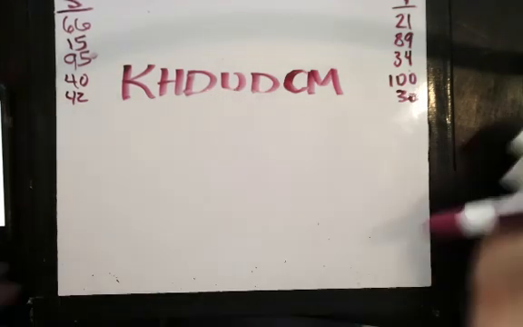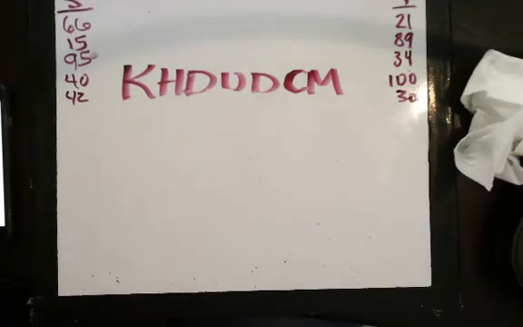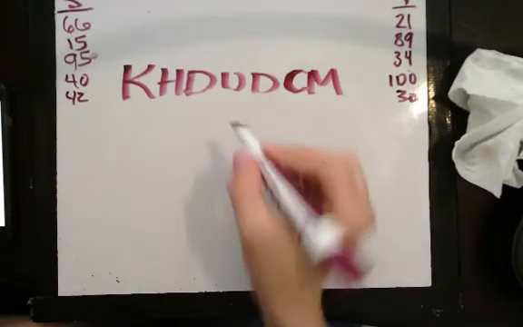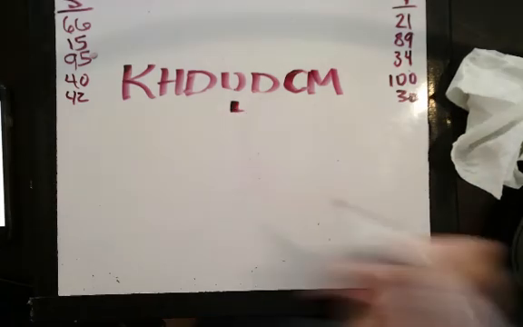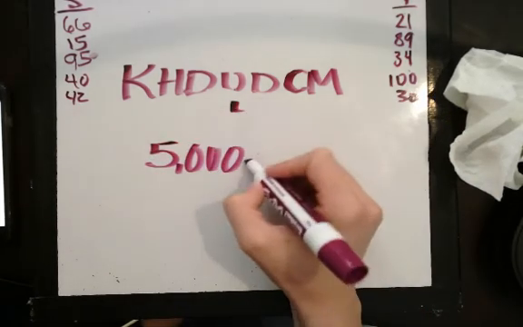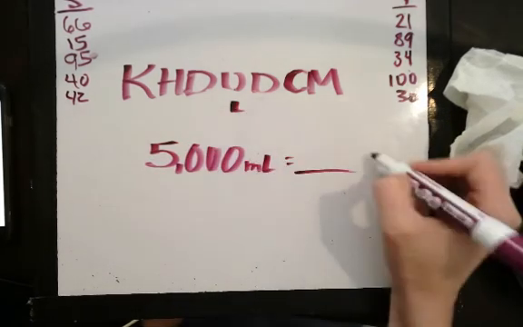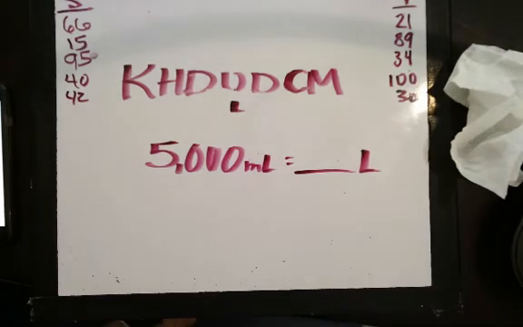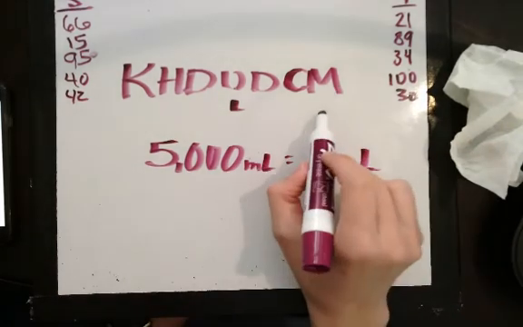Next up, more metric system. This is our last one with metric units of capacity, so we're using liters. Okay, 5,000 milliliters is how many liters? Pause and solve, then come back.